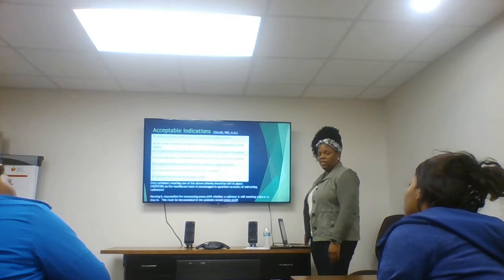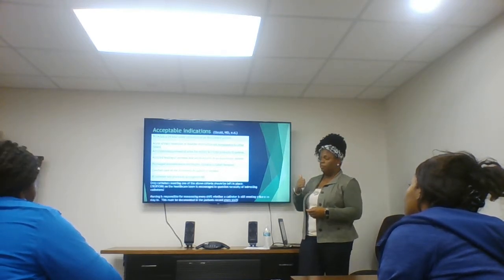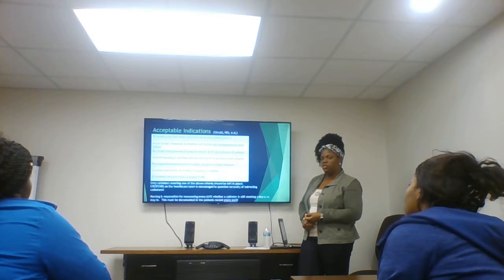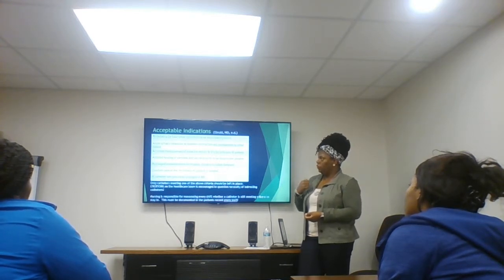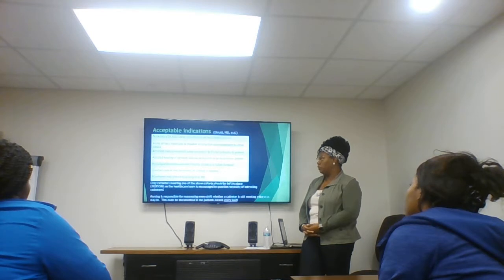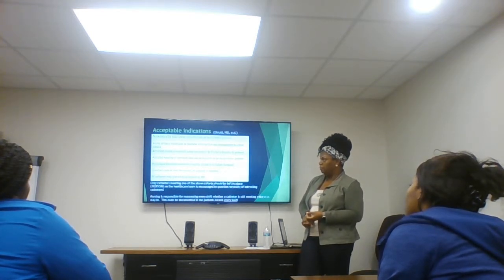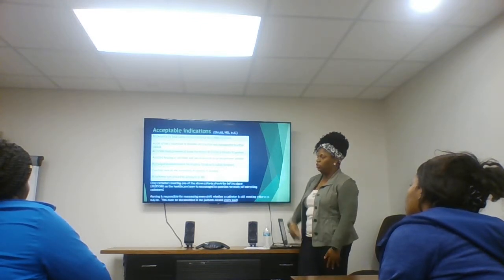There are some acceptable indications for use of indwelling catheters. We use them for 24-hour urine collection on patients that are incontinent. We use them for bladder obstruction or urinary retention when there's no other means. We also use them for strict intake and output for critically ill patients. And if they have a wound or perineal wound that needs to heal and the patient is incontinent, we insert a catheter to promote healing.